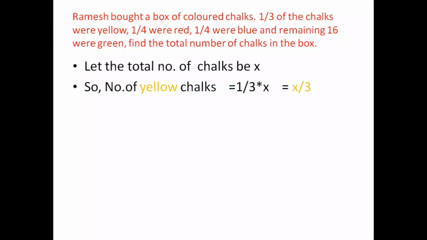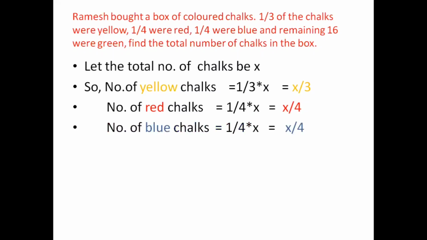So here yellow chalks are 1/3 of the total number of chalks. It means x by 3. Red chalks are 1/4 of the total number of chalks. So it means 1/4 into x is equal to x by 4. Blue chalks are also 1/4 of the total number of chalks. So we will get 1/4 into x is equal to x by 4. And the remaining chalks are green, and that is 16. 16 chalks are green. Now we will use this and make the equation.